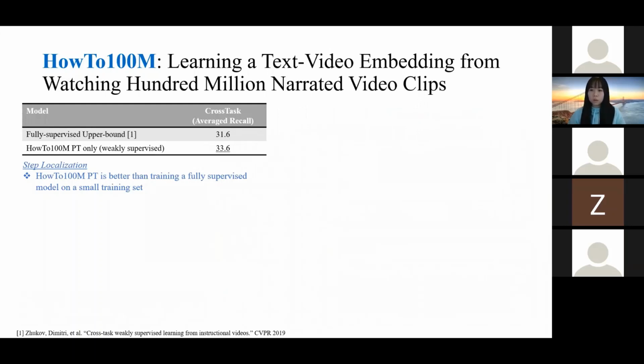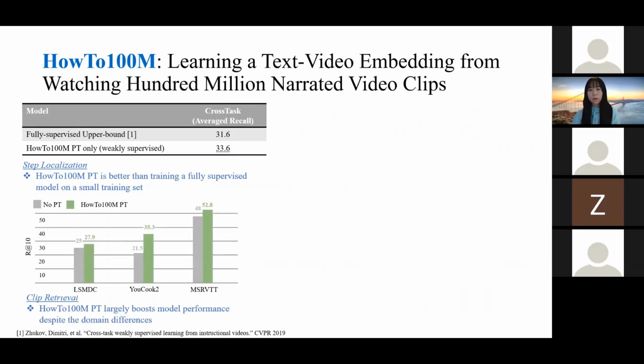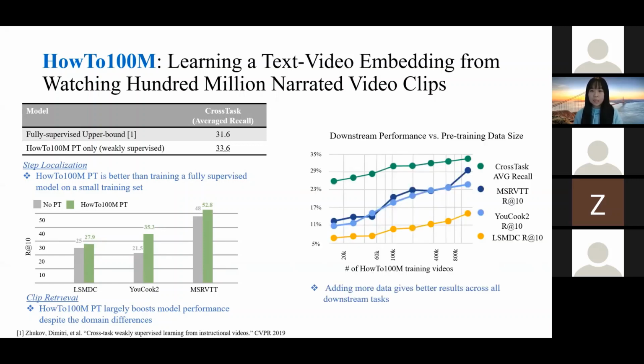In their paper, they show results first on step localization under the weakly supervised setting. They show that the HowTo100M pre-trained model is better than training a fully supervised model on a small training set. On clip retrieval tasks, across different domains, for example, instructional videos and movies, HowTo100M pre-training largely boosts model performance despite the domain differences. Lastly, they show that using more data for pre-training gives better results across all tasks.